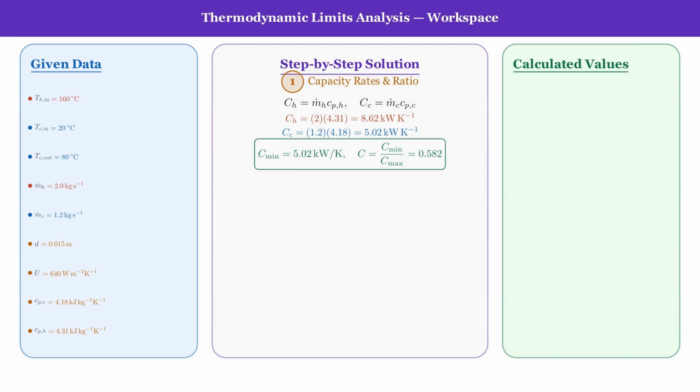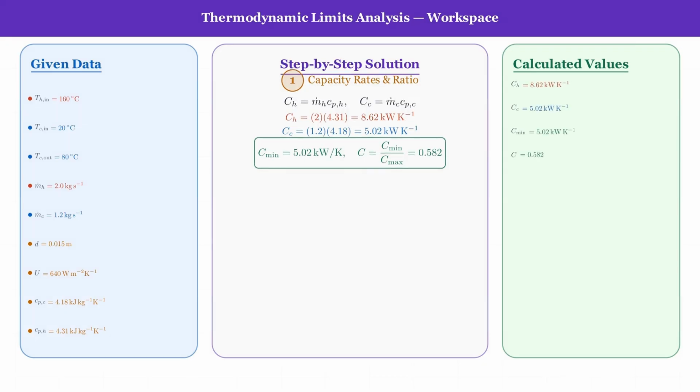A C value of 0.582, well below unity, means the 2 streams are moderately mismatched in their thermal capacity. The cold stream will change temperature more rapidly than the hot stream per unit of heat transferred, and it is the cold stream that defines the thermodynamic limit of this system.